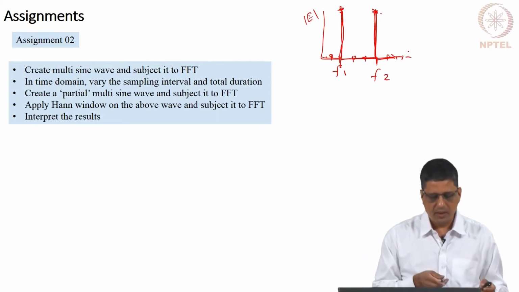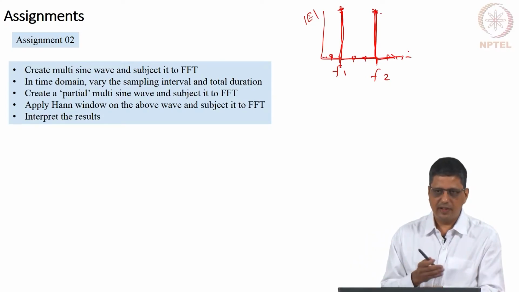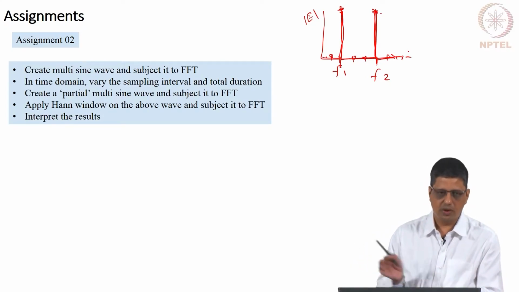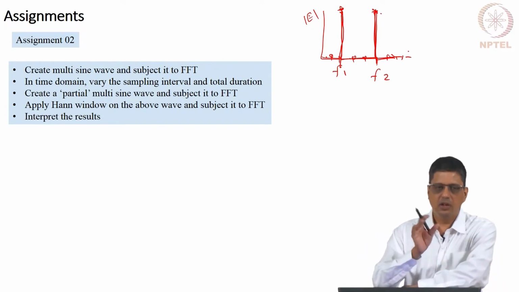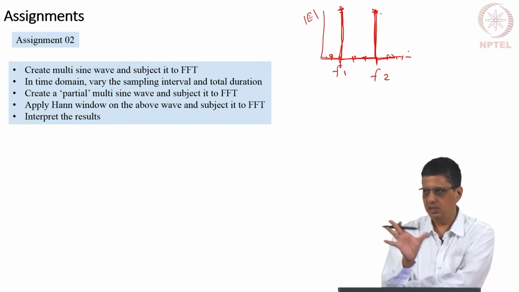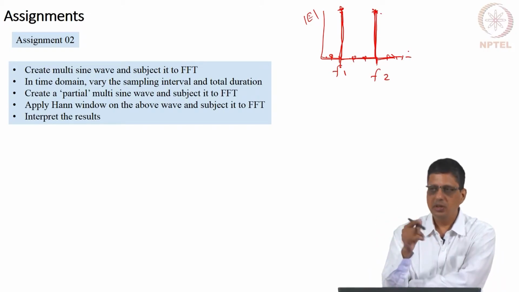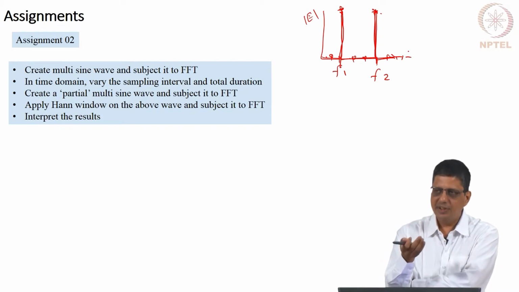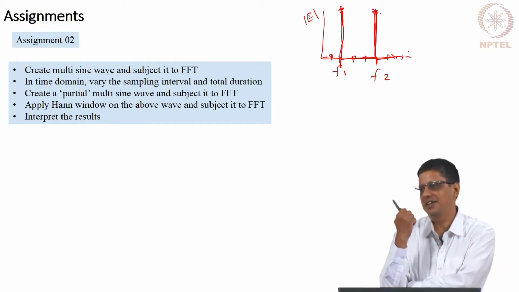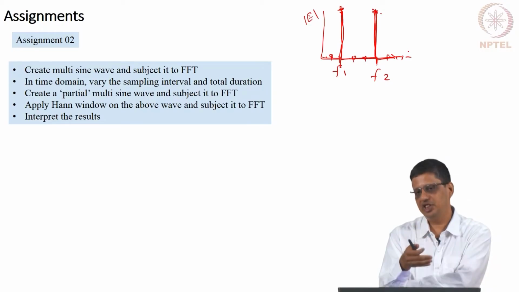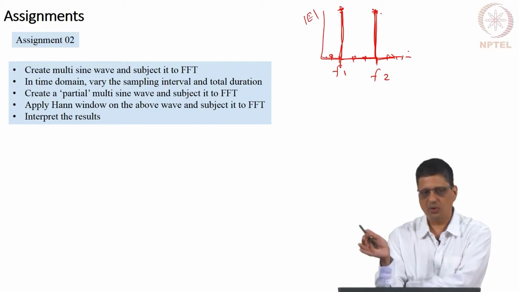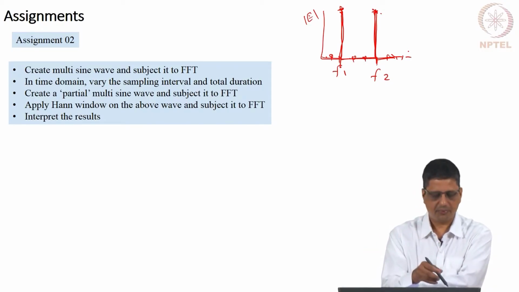Okay. So, in time domain I had asked you to vary the sampling frequency and the total duration. I had given you specifically, do it for 10 millisecond, 5 millisecond, 100 seconds, whatever number. Do the FFT, then interpret the data and tell what is the difference if we change the number of samples, if we change the total duration of the data acquisition.